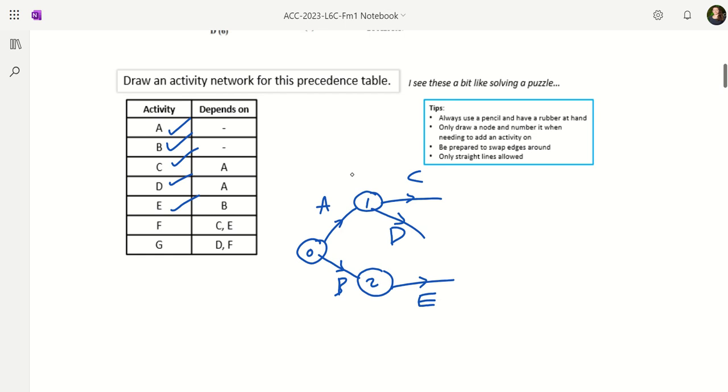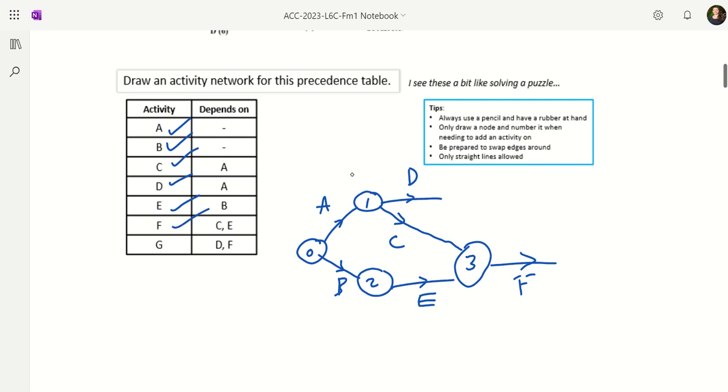So what I can do is I could switch around D and C. So this is the tip, be prepared to swap edges around. We can do that to make this diagram kind of fit better. So if I put D here, and if I draw C here, and then I do a third node here, so C and E, once they've both been completed, and that's what node 3 means, I can complete activity F. So I'll draw an F.